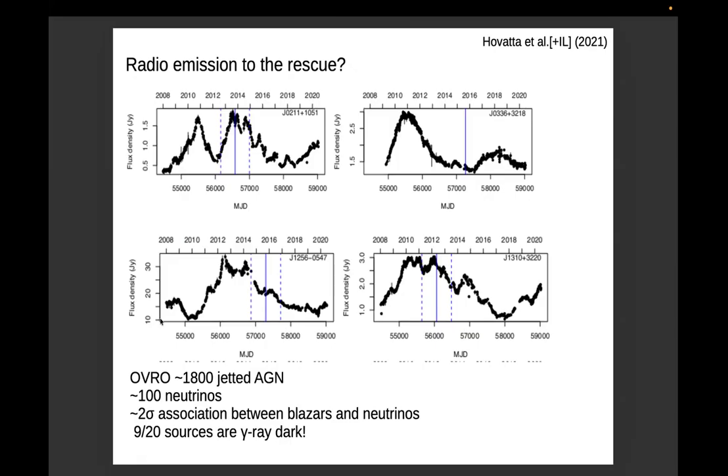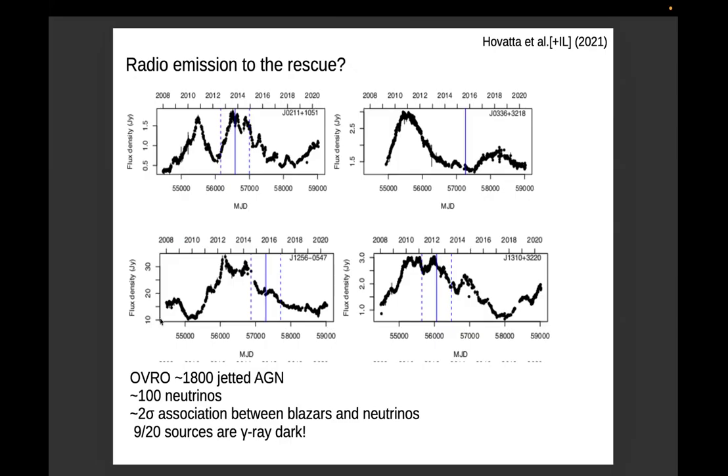And as you can see in the few examples I have here, some of the neutrinos, which are the blue lines, come on top of very bright radio flares, others not so much. At the time we did this, we had about 100 neutrinos to play with, and you get about a 2 sigma association if you take the look-elsewhere effect and other things into account.